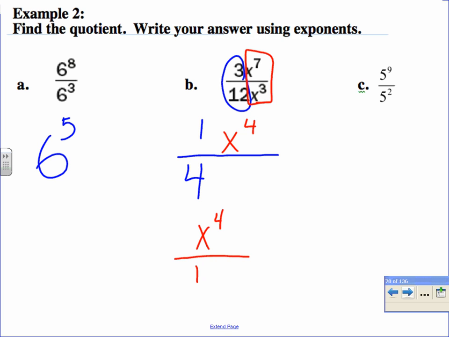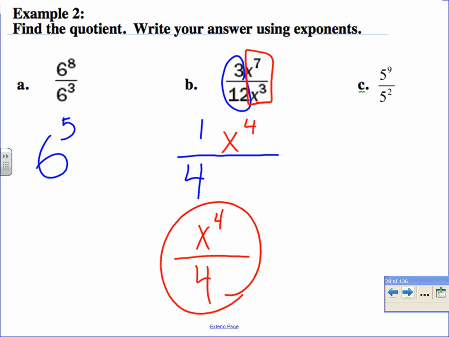You could also write this as x to the 4th over 4. You don't need to have that 1 in front, but you can. Annalise? So if we ended up with more x's on the denominator, let's not do that. Always keep it on top, but that's tomorrow's lesson. That's not going to happen today.